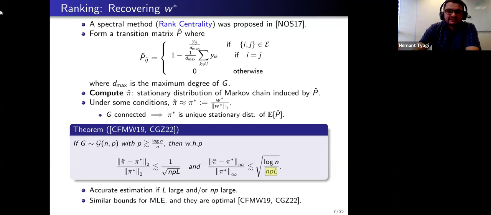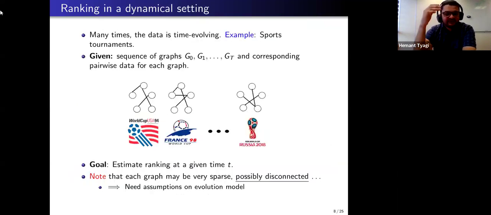Okay, so there's nothing else, I'll move forward. So this is it for the static case. And now my interest, and this is something I've been really interested in for the last 2-3 years, and I'm still interested in, is for the dynamical setting, right? So what can you say about the dynamical setting when you have a time series? So clearly, many times in practice, the data is time evolving, right?